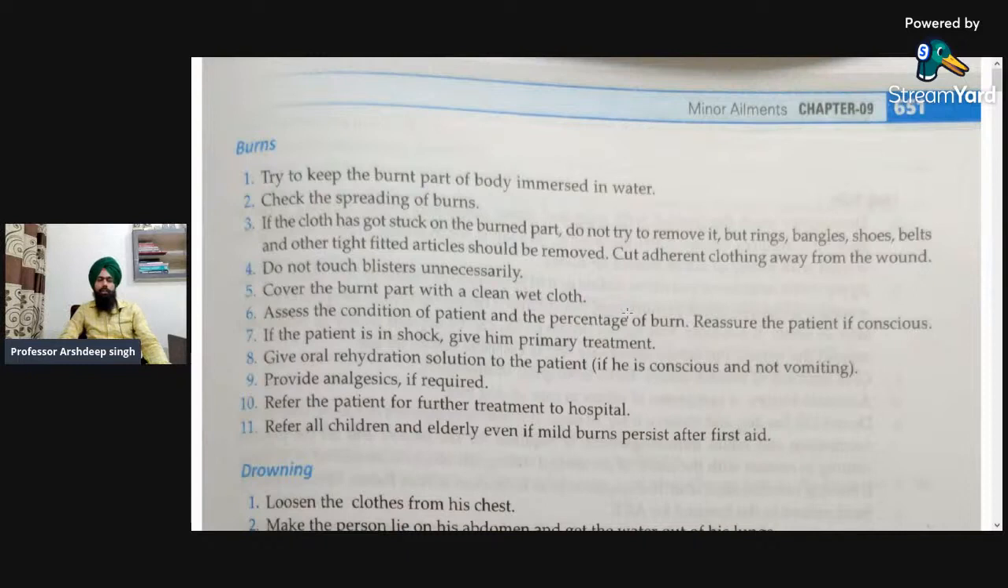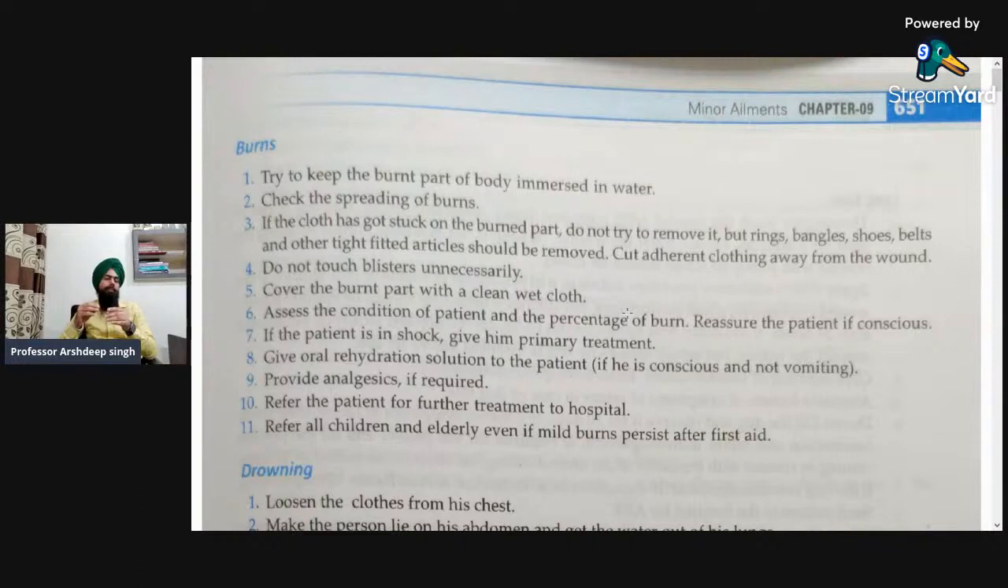So the first point is to try to keep the burnt part of the body immersed in water. That will relieve the pain and also prevent the skin from itching or any type of burning. Next, check the spreading of the burns. Check where the burn has occurred, whether it is localized at one place or spread out on different locations of the body.